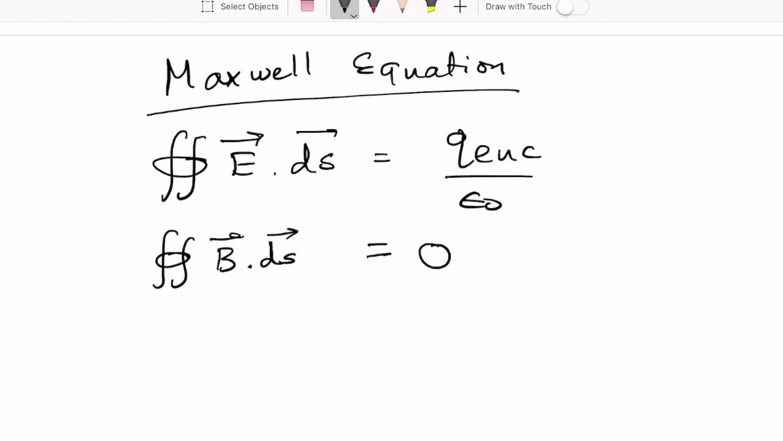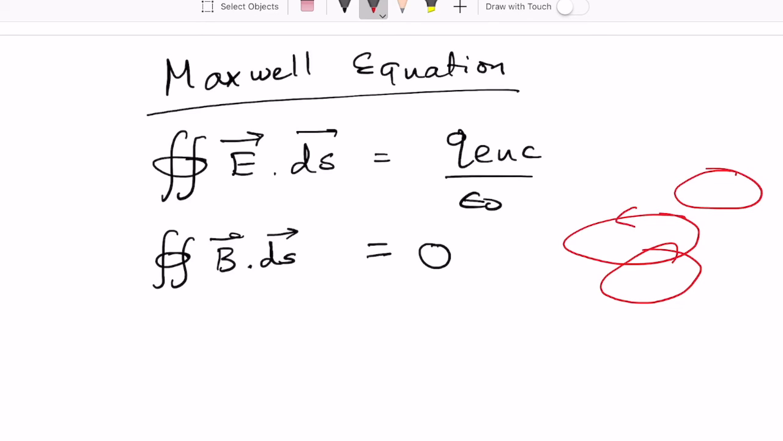So why would the surface integral of the magnetic field over a closed surface be equal to 0? That is because the magnetic field lines always form closed loops, right? So let me just quickly talk about this point. I don't remember if I've discussed this in class, but it's an important point. So let me just go over that. The magnetic field lines always form closed loops, right? So these red circles are all magnetic field lines. So they always form closed loops.